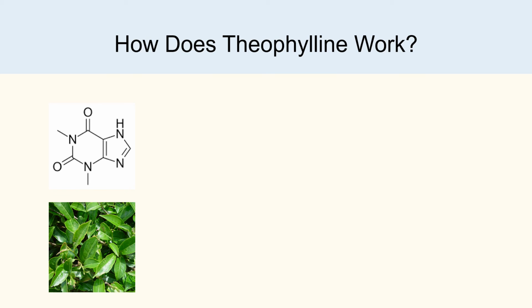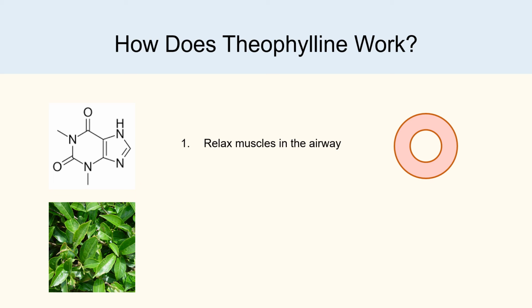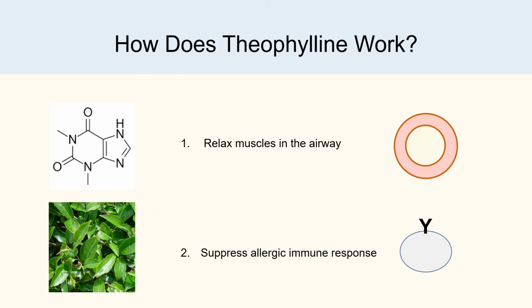Theophylline is an active molecule produced by the tea plant. It has 2 properties which make it particularly useful for the treatment of allergic asthma. Firstly, it helps to relax the muscles in the airway, making it easier for patients to breathe. Secondly, it can also help to suppress allergic immune responses, which prevents inflammation from occurring. Both of these make theophylline an excellent drug of choice in the treatment of allergic asthma.